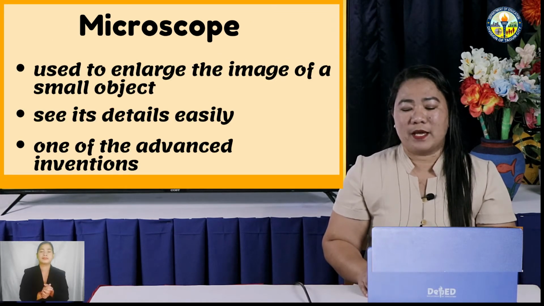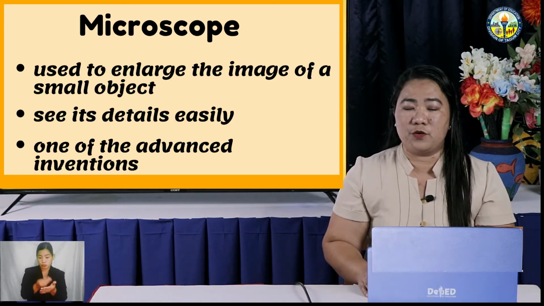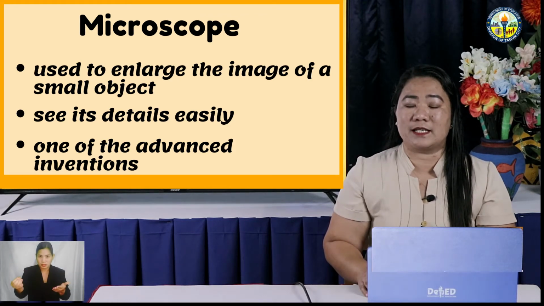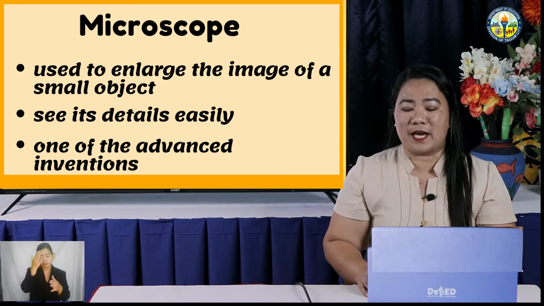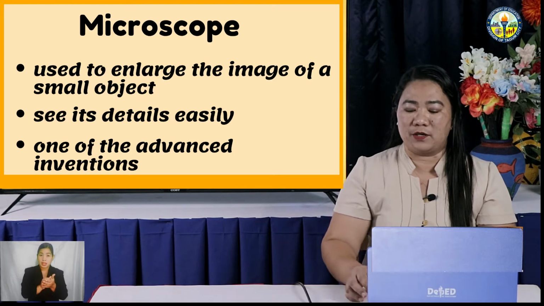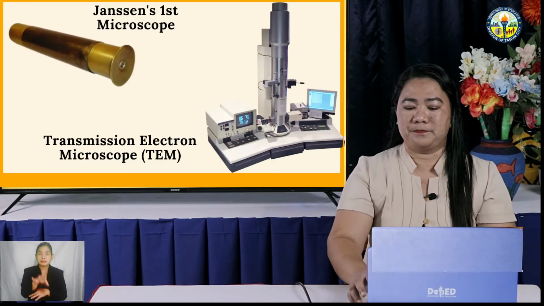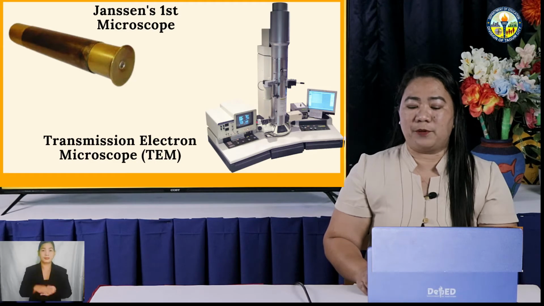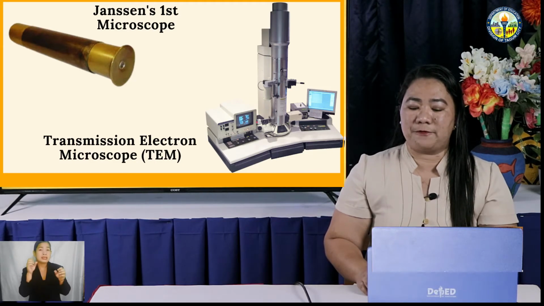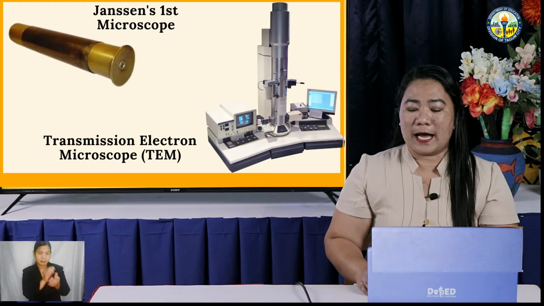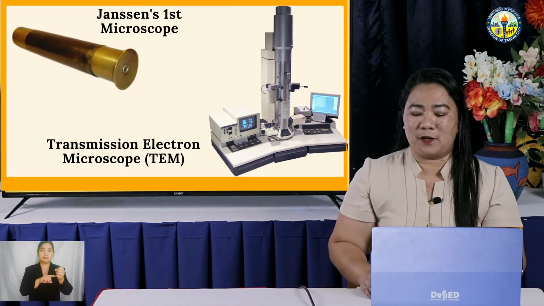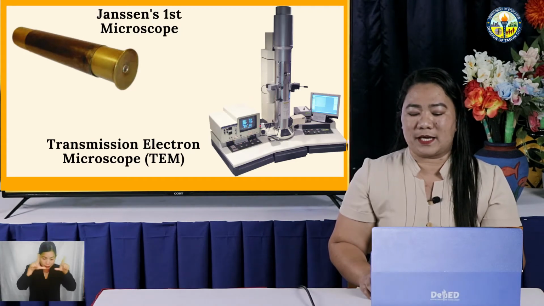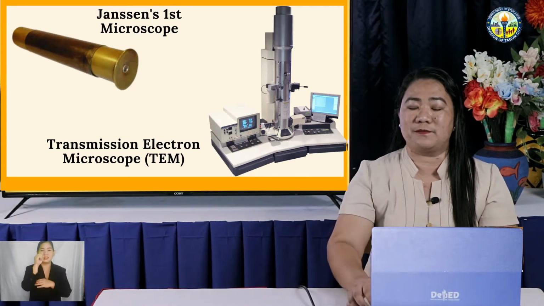A microscope is a tool that is used to enlarge the view of a very, very small object or specimen to see its details clearly. Many consider the microscope as one of the advanced inventions in the field of biology. Starting with a simple tube with very limited functions to complex ones with up to 14 million times magnification, such a history of development marks a milestone in understanding the existence of various forms of life.